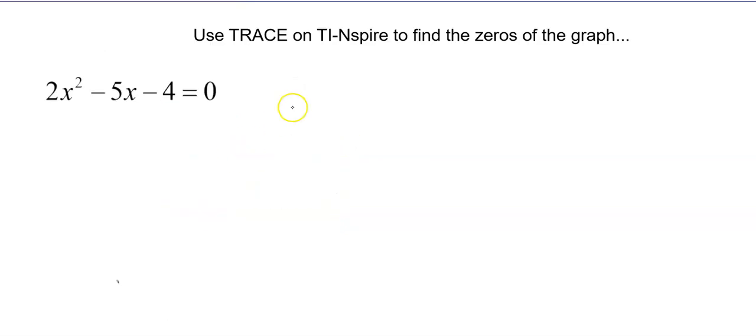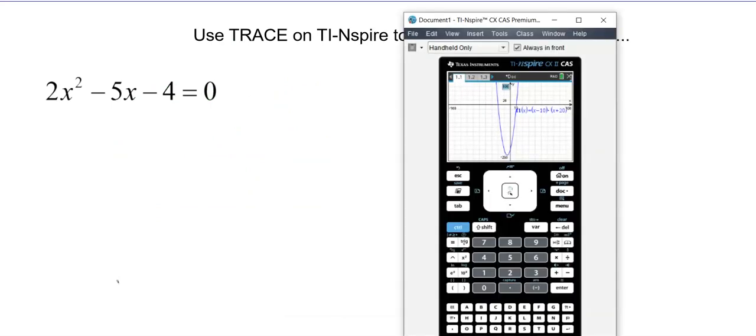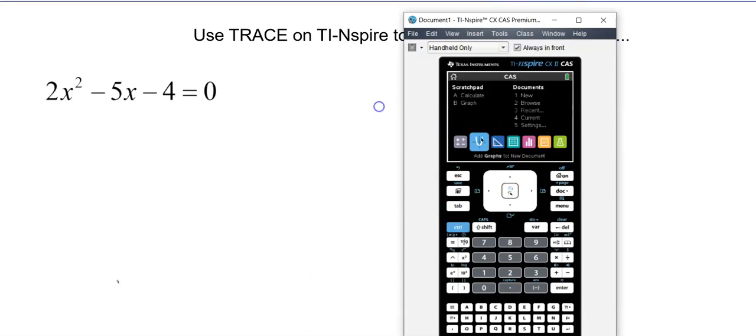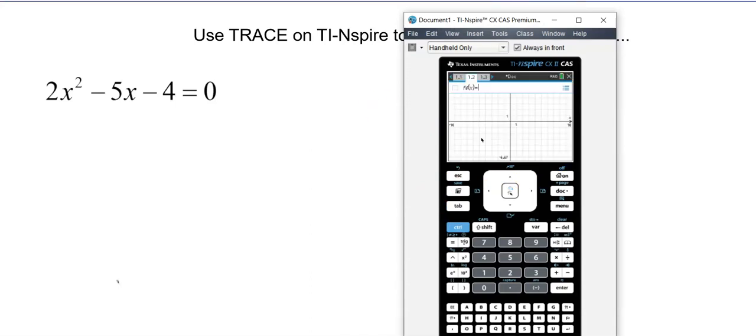Use trace. So finally, we're going to just try to solve this on a calculator. So when it's nasty, this one probably doesn't have a nice answer, I'm guessing. So go to your calculator screen. Type in the function on the left, not the equal 0, just the function. So 2x squared minus 5x minus 4. Press enter. It graphs. We're trying to find out where it crosses the x-axis.